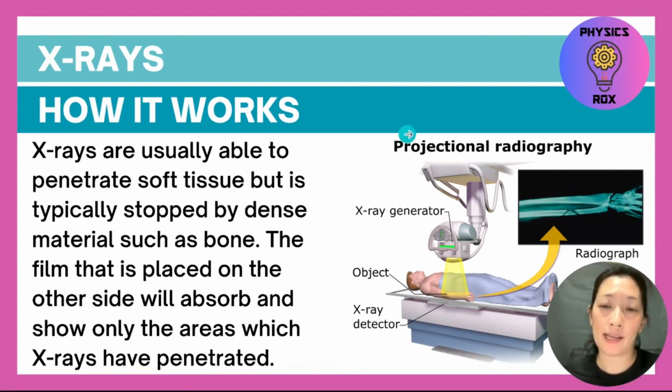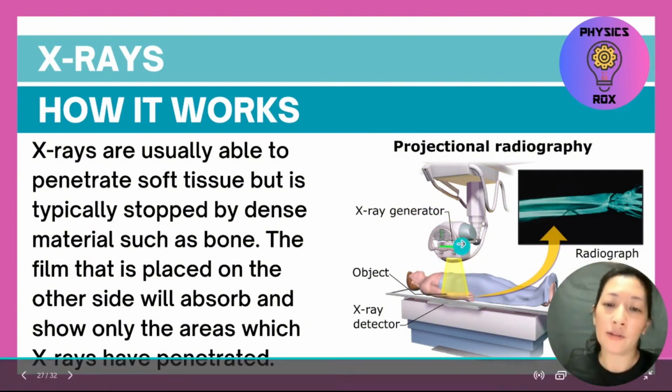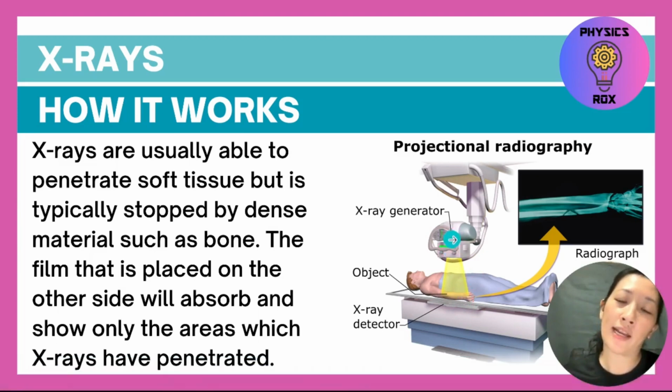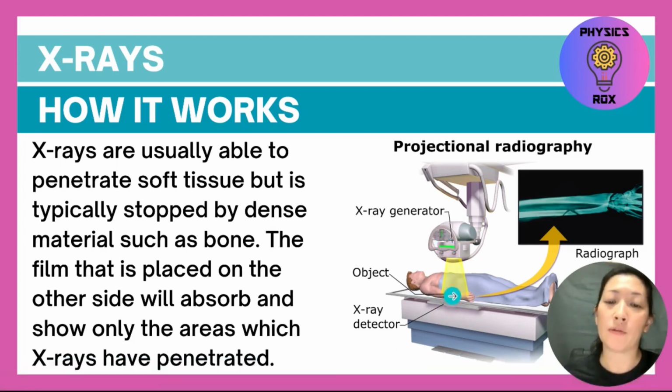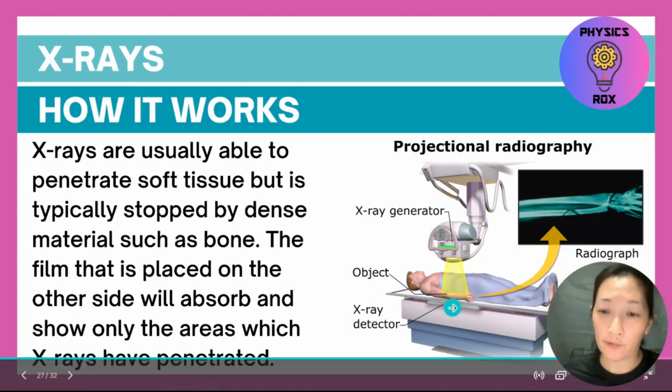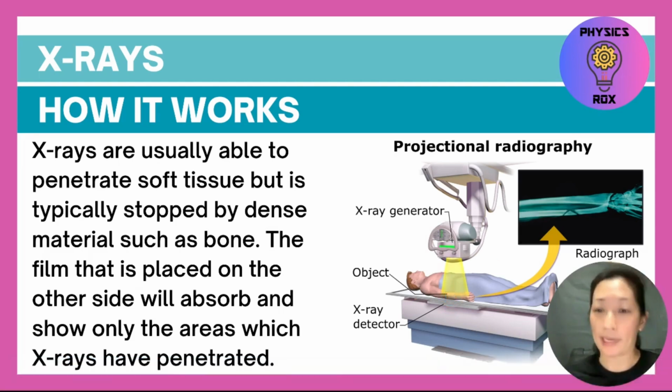So how X-rays work is, for example, you look at this diagram. This patient here is having an X-ray taken of his arm. We've got an X-ray generator here that will shine the X-rays. The X-rays will travel through the patient's arm. The X-ray film is placed underneath the arm. The X-rays can penetrate the soft tissue, but are stopped by the patient's bones. So when the X-rays reach the film, they react with the film and turn it black. The part of the film which the X-rays cannot reach will stay white in color, for example.